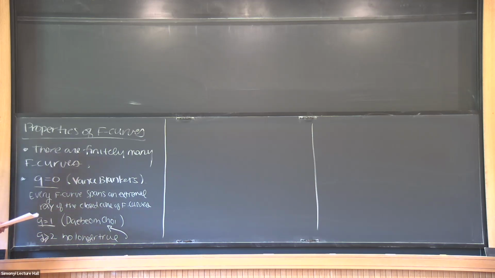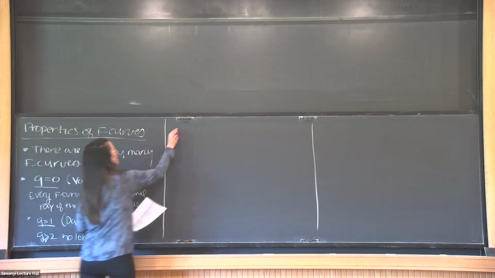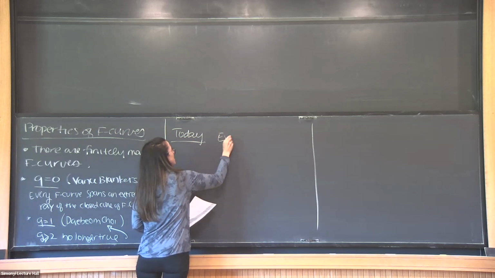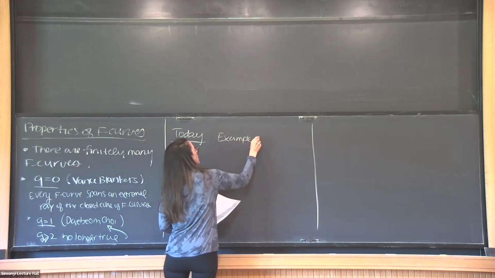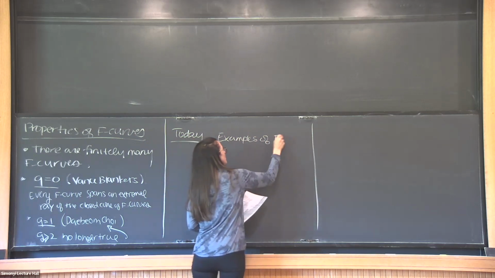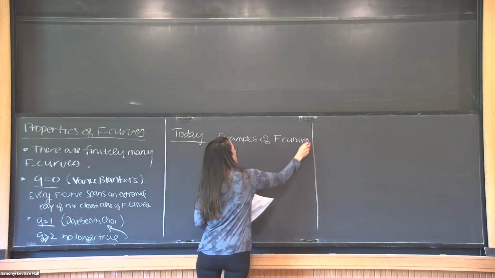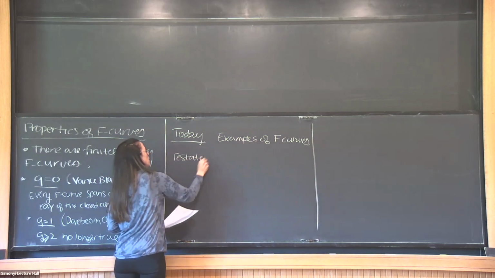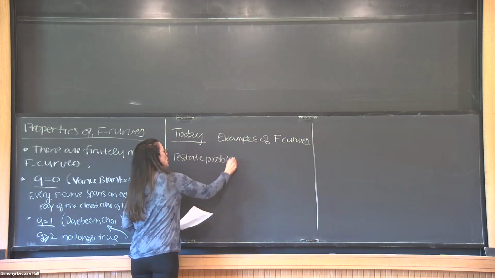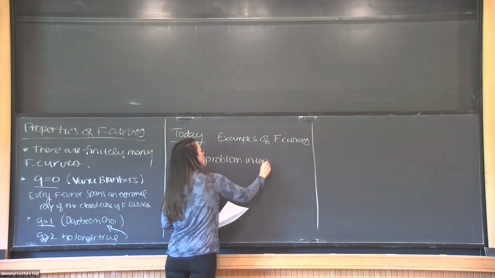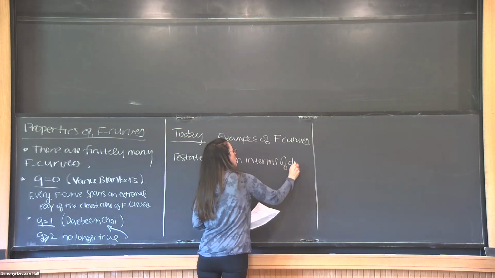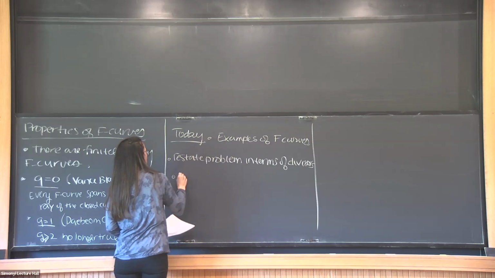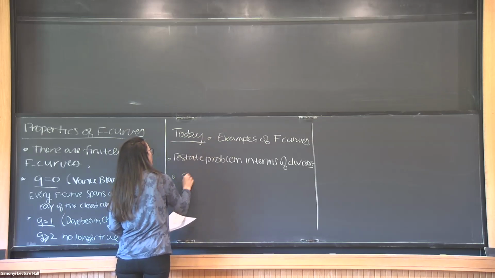So what am I going to do today? Let me just tell you. I'm going to give some examples of F curves, and I'm going to restate this problem in terms of divisors. I'm going to tell you what we know about the conjecture.